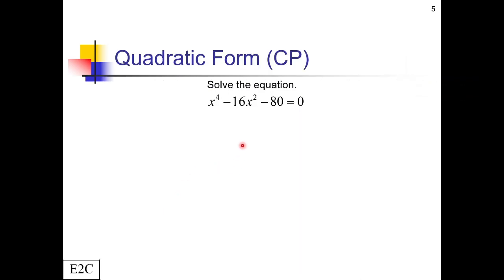So if you are doing the CP non-honors version of this course, then we're going to do one more example on these solving by factoring type of equations. If you're doing the honors version, you can skip this problem and move on to the next one.